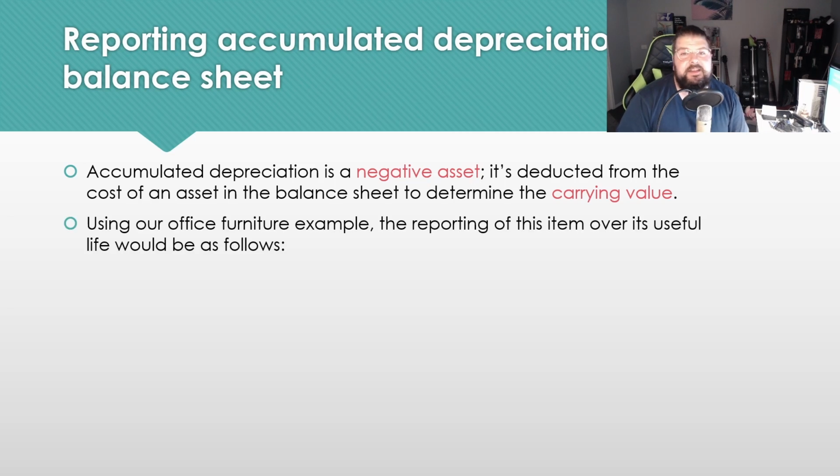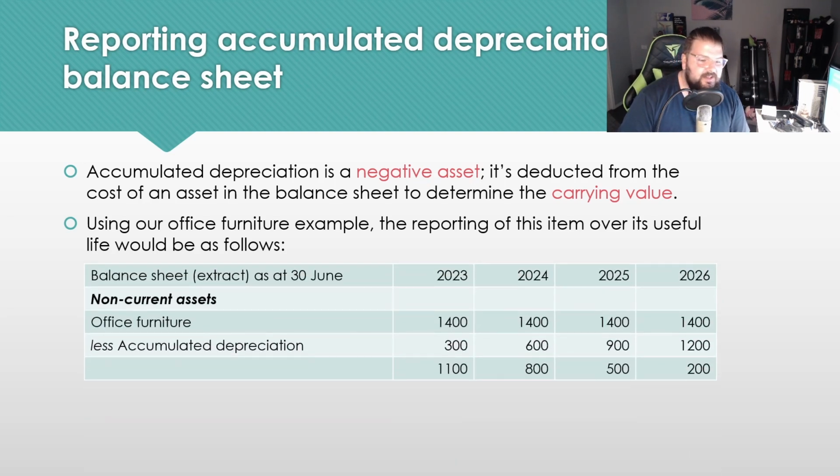So, using the example of the office furniture that we purchased and that $300 per year of depreciation, you can see the carrying value is being reduced year after year after year, going from $1,100 down to $800, down to $500, down to $200.